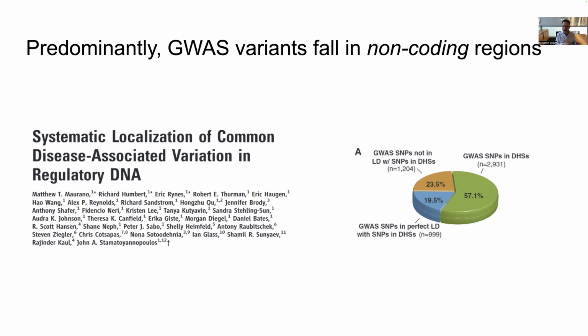Most of them fall in the non-coding region of the genome, and don't obviously have a tag variant that's capturing coding variation. So what it suggests and implies is that regulatory biology is just fundamental to understanding the phenotypic variability in human traits. And so that spawns a completely different set of thinking and approaches to try to understand this.